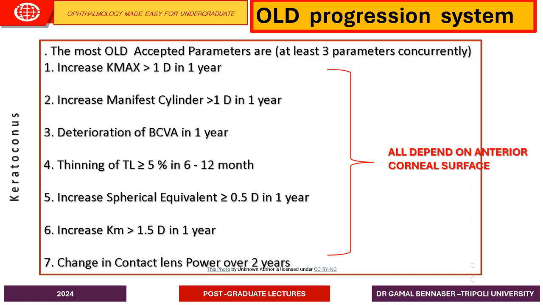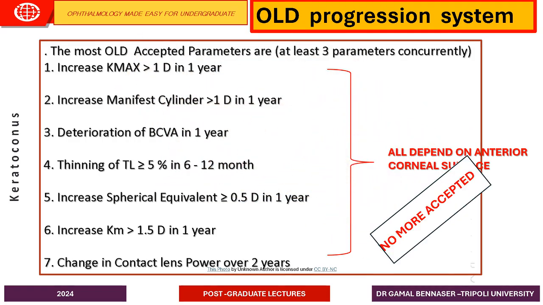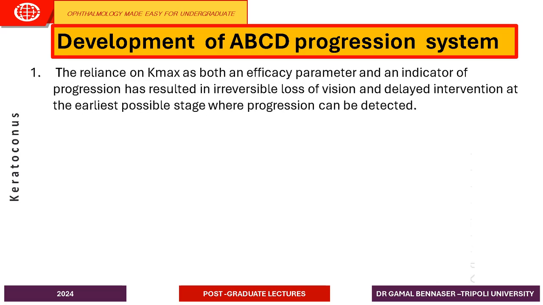Also, reliance on the best corrected visual acuity is not a sensitive parameter, as there are many variables affecting visual acuity in a patient with keratoconus. So it is generally agreed between doctors that this is an old system and no longer accepted, and we need a new classification or grading system for the progression of keratoconus. For that reason, the ABCD progression system was developed. And as I said, why is the old system not accepted?